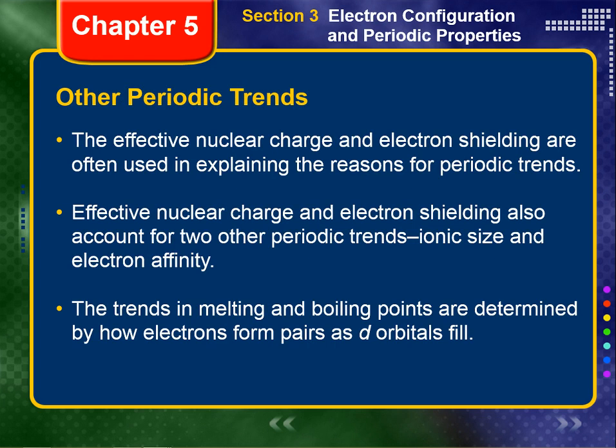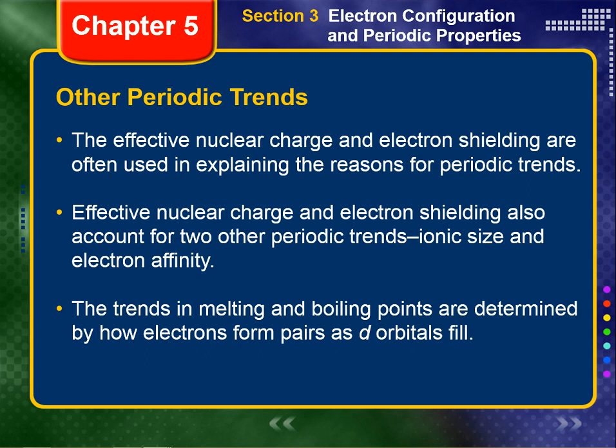The effective nuclear charge and electron shielding are often used in explaining the reasons for periodic trends. And so as you've listened to this video, you've heard me mention effective nuclear charge, referring to the number of protons and electrons. You've also heard me refer to electron shielding. These are the types of things that you need to use to explain your trends when you are asked about them. So effective nuclear charge and electron shielding also account for two other periodic trends, ionic size and electron affinity.